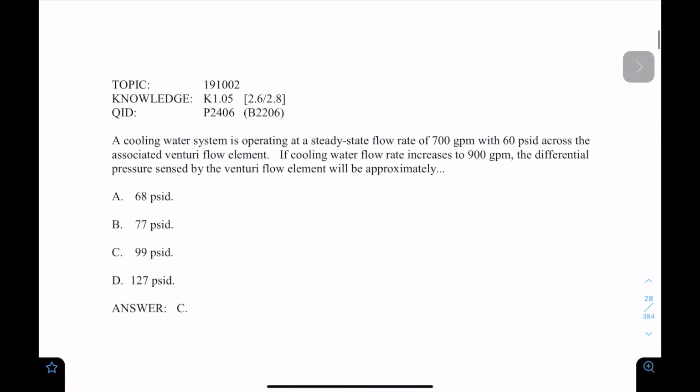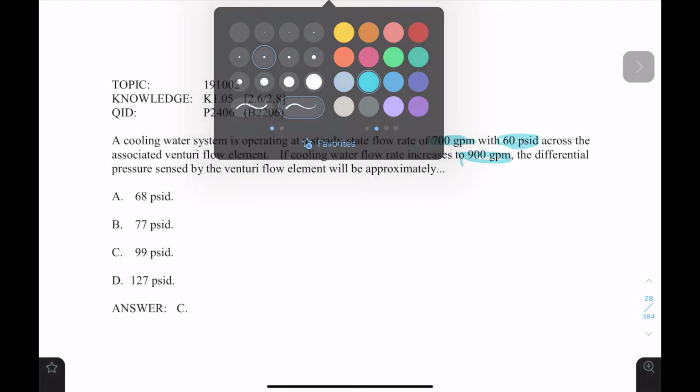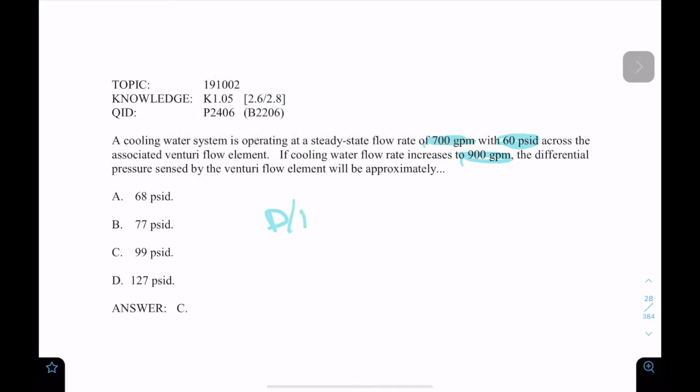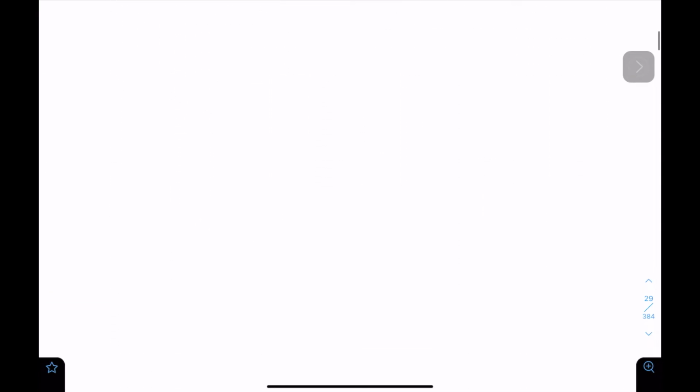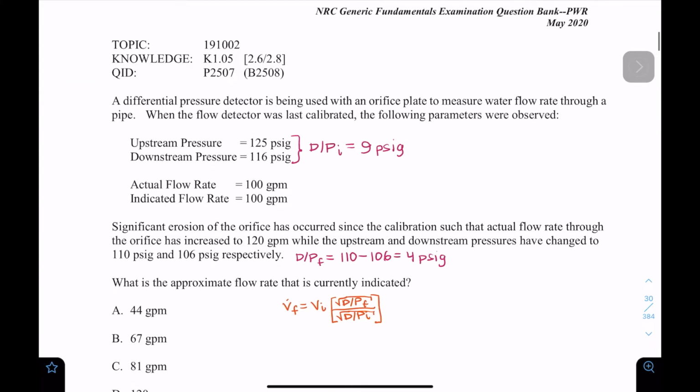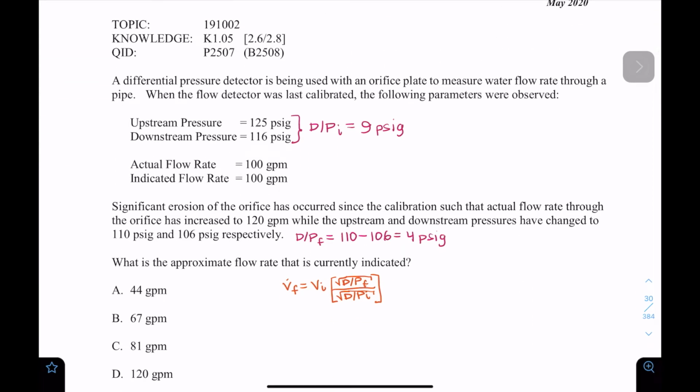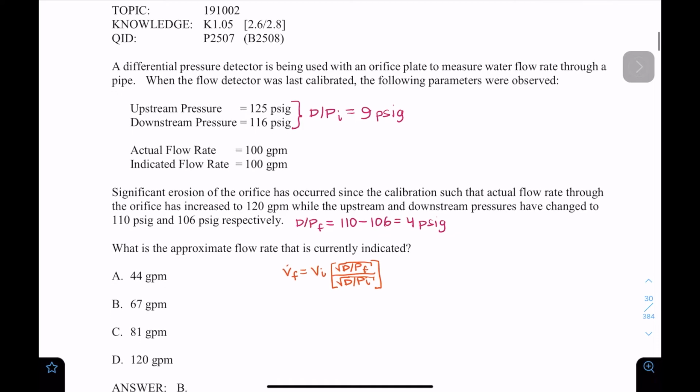As you can see, this other one is going to be similar. You are given the volume, so you need to get the differential pressure final on this one. That's what it's asking for. We know how to solve that, we have the formula. So, okay, now let's take a look at this one. This one is a little different.